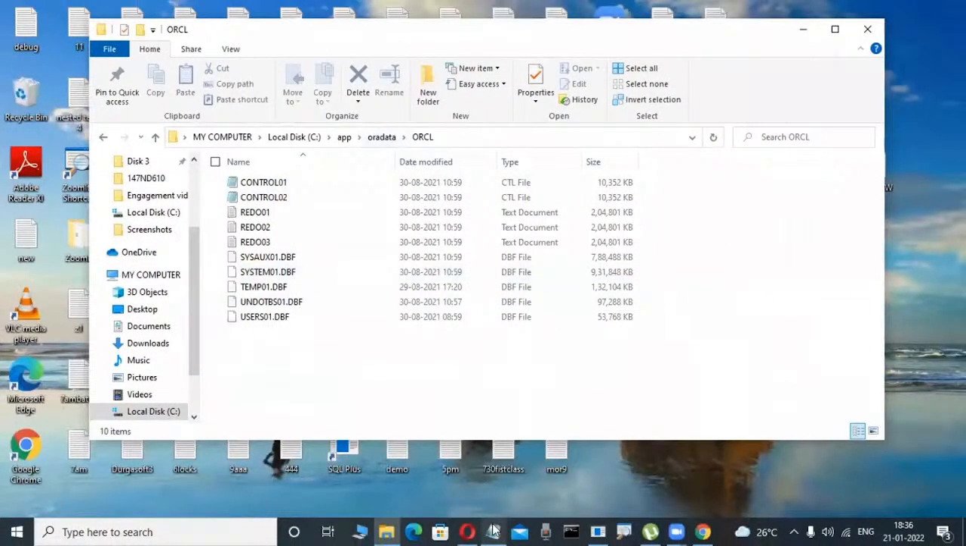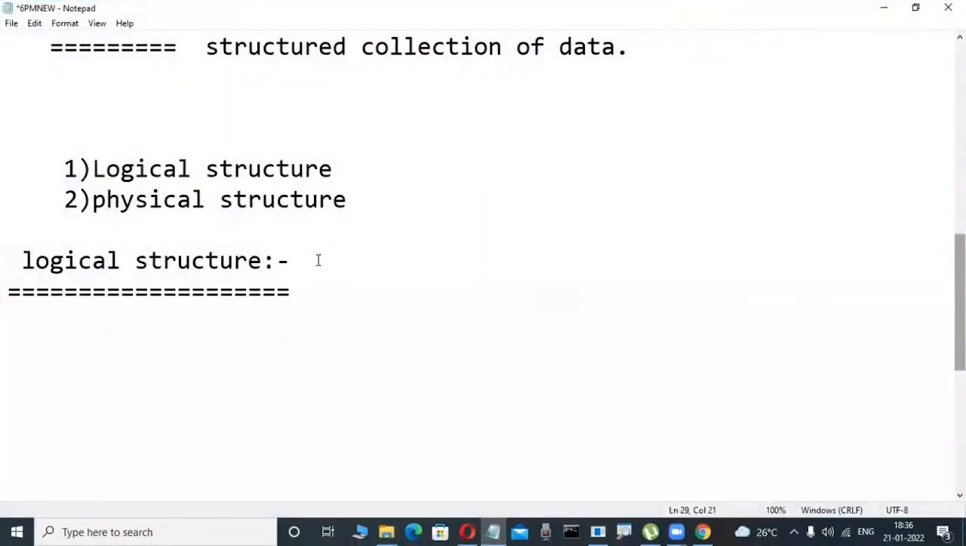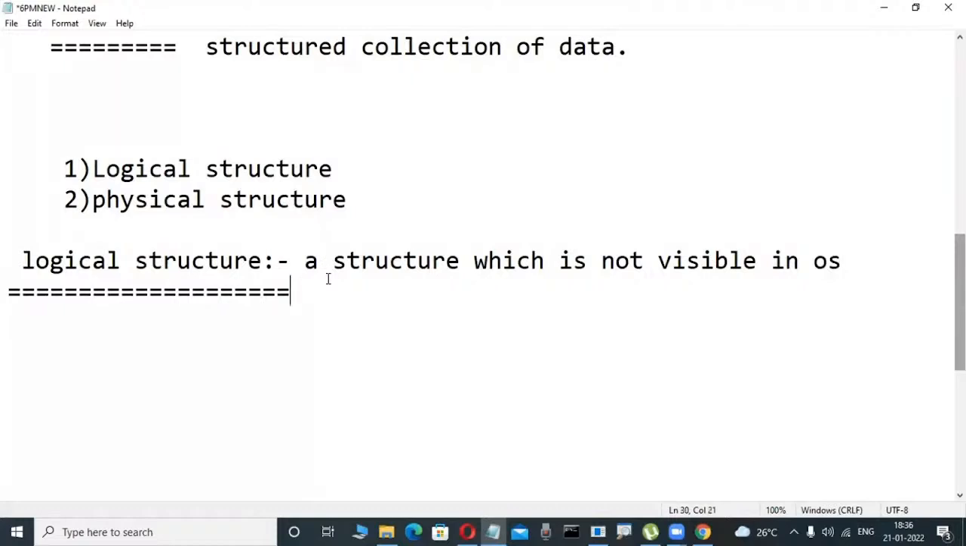That's why, what is a logical structure? Don't worry, it's a database structure. A structure which is not visible in the operating system, in the OS, is called a logical structure, the logical structure of the database.